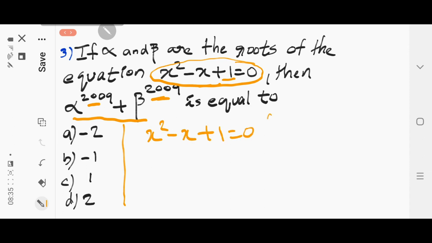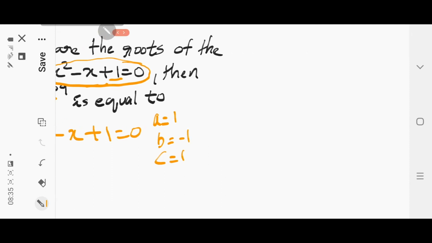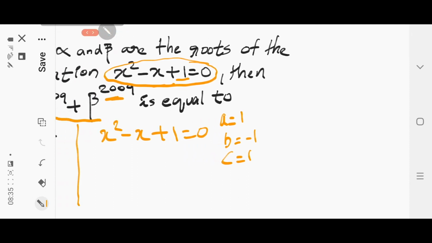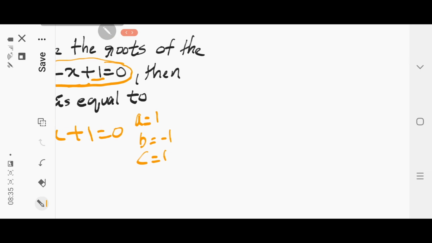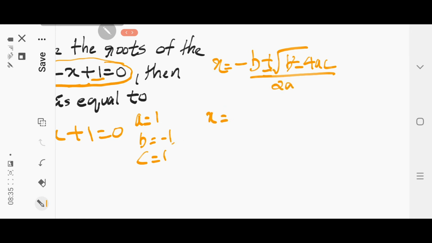As you know, here a is 1, b is minus 1 and c is 1. To find the roots, x is equal to minus b plus or minus root of b square minus 4ac, the whole divided by 2a. Then x is equal to minus b, which here is minus of minus 1, plus or minus root of b square.